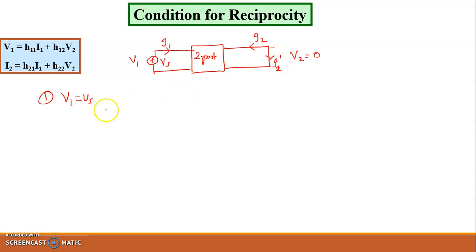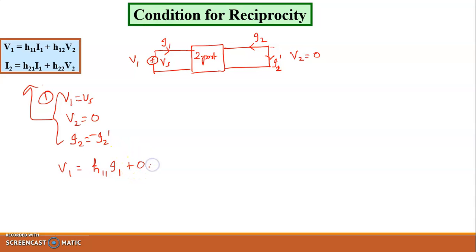I can write the conditions as V1 is Vs, V2 is equal to 0, and I2 is equal to minus I2 dash. These are the conditions when connecting the source at the input port and short circuiting the output port. Substituting these conditions in the equations, V1 is equal to H11 I1 plus H12 V2, and V2 is 0. So Vs is equal to V1, that is, Vs is equal to H11 I1.